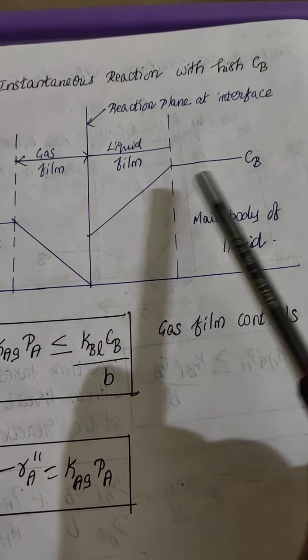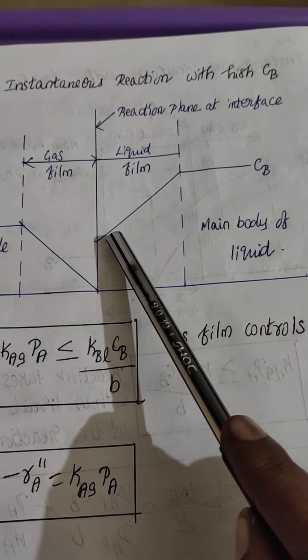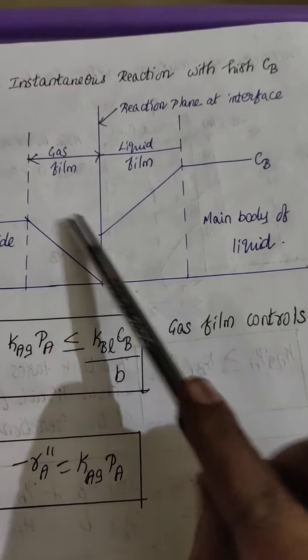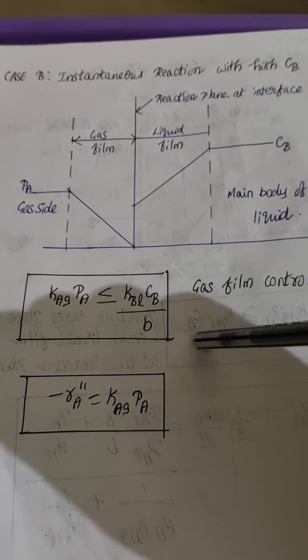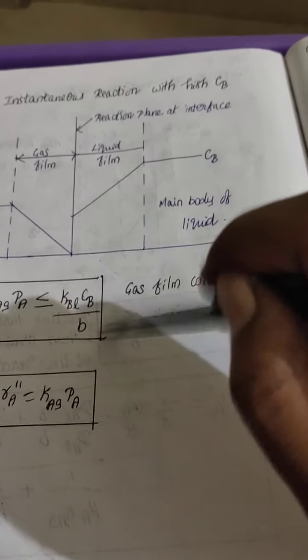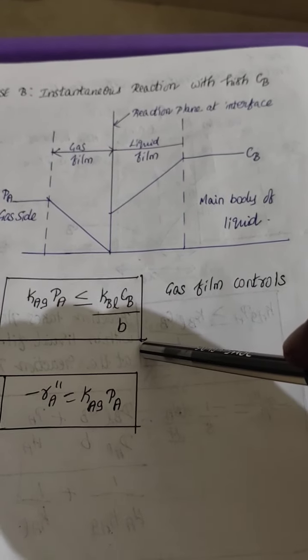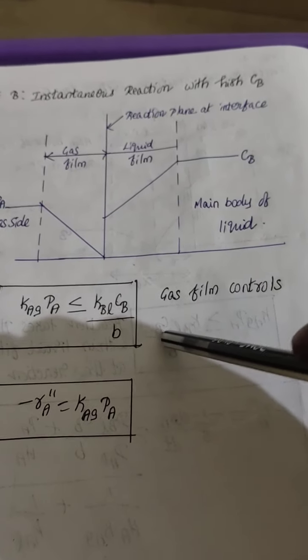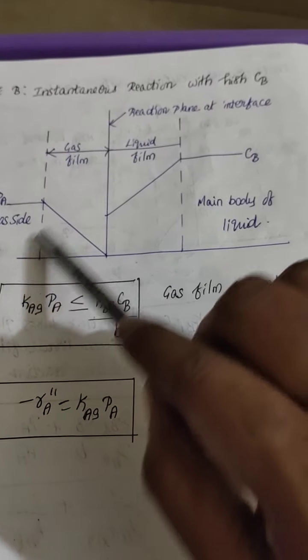So it doesn't matter whether the Cb is increasing to any extent, it will not have any effect since the gas film controls. So from this equation you can say that if this equation is satisfied, it is an instantaneous reaction with high Cb: KAgPa is less than or equal to KBlCb divided by B. And here it is gas film controls. All the reaction is taking place in the gas film itself.